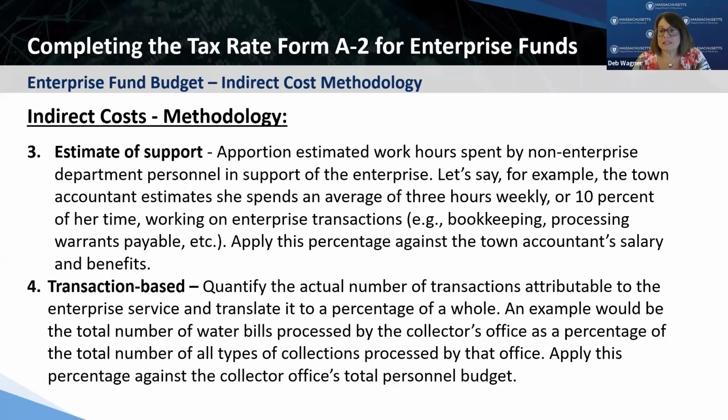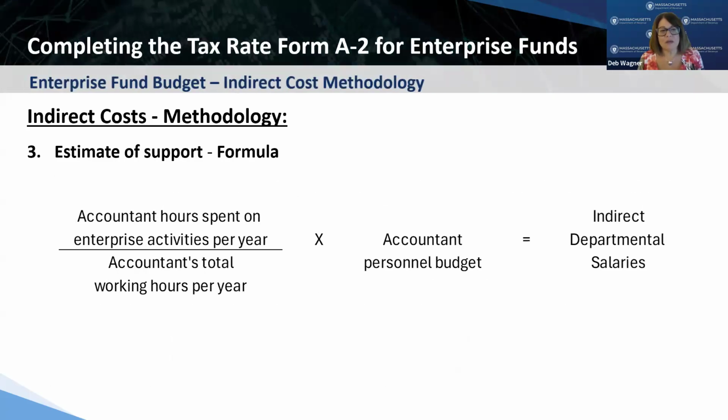Transaction based, it's exactly what it sounds like. You would, for a period of time, and this seems kind of labor intensive to me. The most often one I see is number 2, the proportional cost, but you might see transaction-based too, where someone will keep track of the actual total number of collections, for example, that they process for the enterprise fund versus the total number of transactions that they post in total. And so the next slide is going to show you an example of a calculation that you might do.